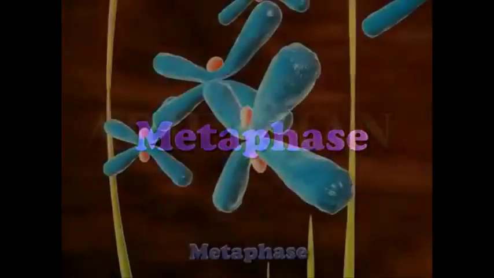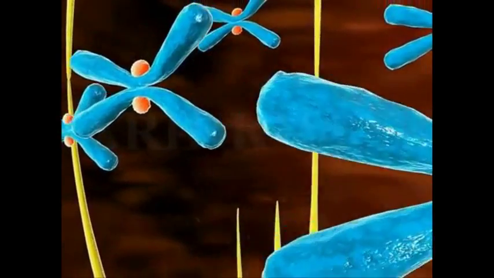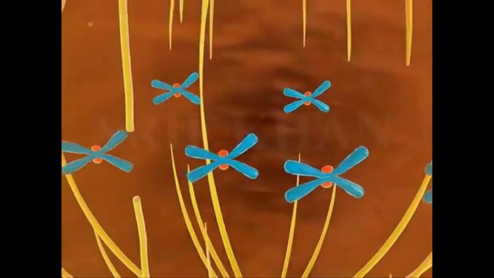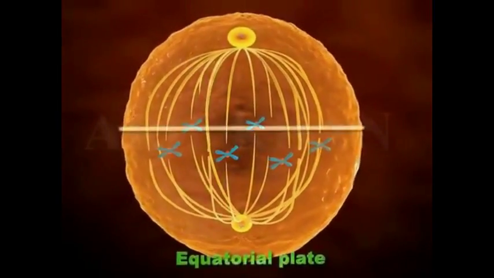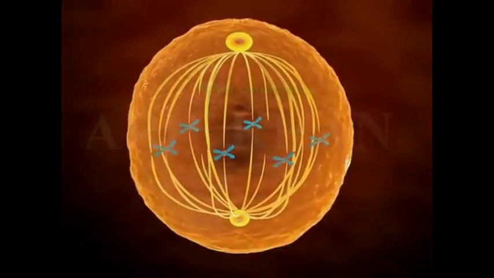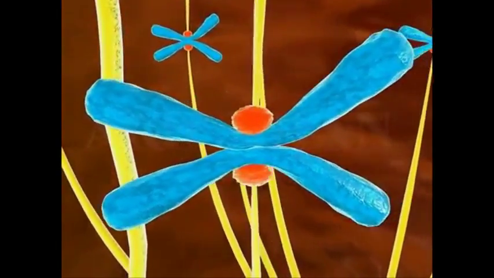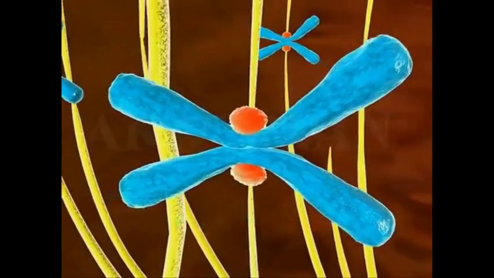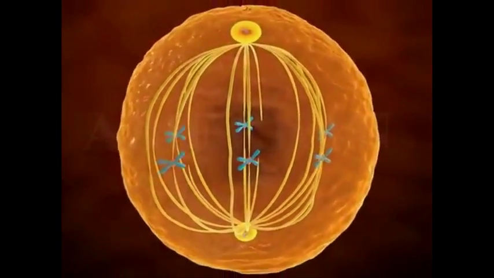Metaphase. During metaphase, microtubules of the spindle interact with chromosomes. This causes the chromosomes to move and align along the middle of the cell, or the equatorial plate. Sister chromatids are held at the centromere, containing protein structures called kinetochores at the surface. The kinetochore holds the chromosomes and attaches them to the spindle.